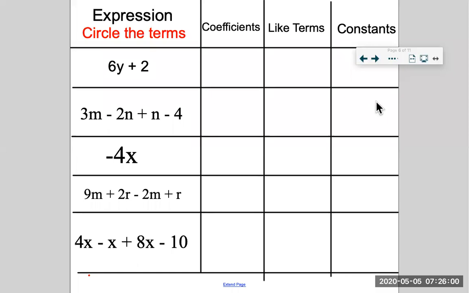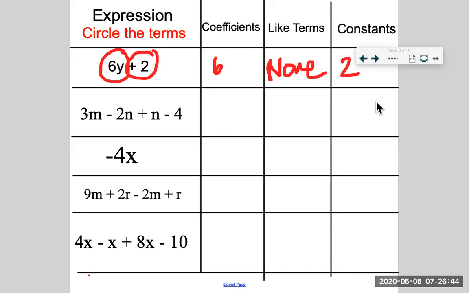So you might want to copy this chart down. You can pause the video while you do that. First thing you should do is circle the terms. So in this first expression, we have 2 terms. They are 6y and +2. The coefficient would be 6, and the constant would be 2. Now, like terms is what you have when you have the same variable as different terms. And the reason for calling them like terms, it's like the same unit of measure. So if you have feet and feet, you can combine them, right? Here, we don't have any like terms because there are no other y's as part of this. So we would write none.